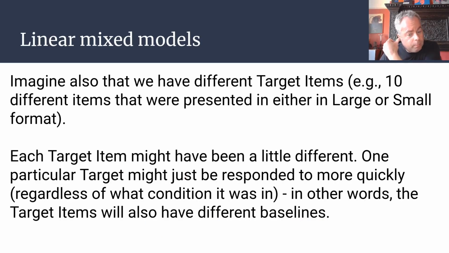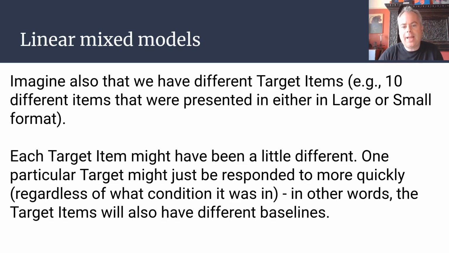But let's take it a stage further. We talked about the fact some participants might just be faster than others, so different participants will have different reaction time baselines. In addition to having multiple participants in our experiment, we've also got multiple target items. So imagine we have different target items presented to our participants. Not all of these target items are going to be equivalent. It could be the case that some target items people respond to more quickly than others. In other words, target items themselves will have individual baselines too.